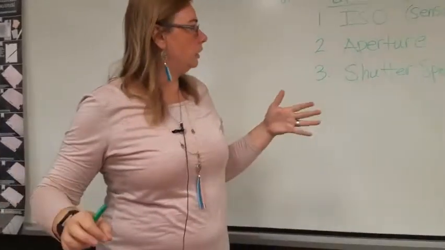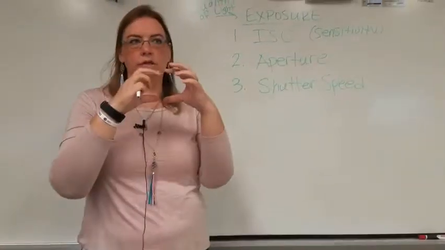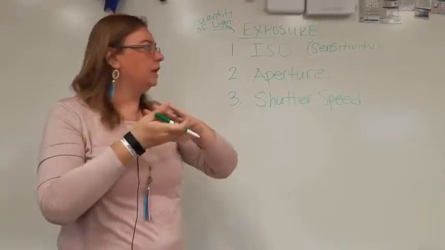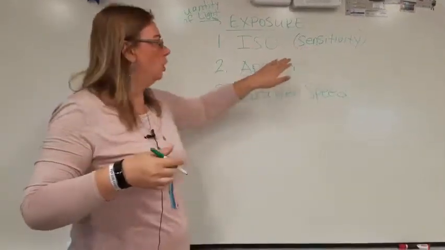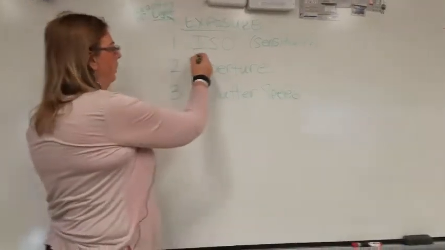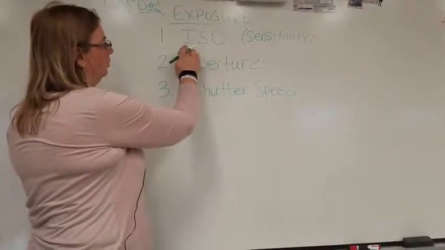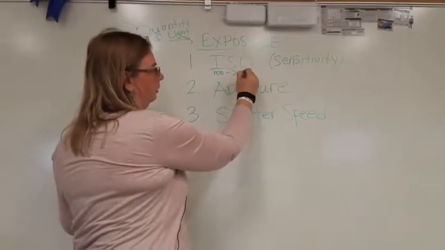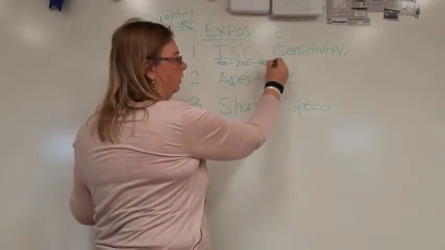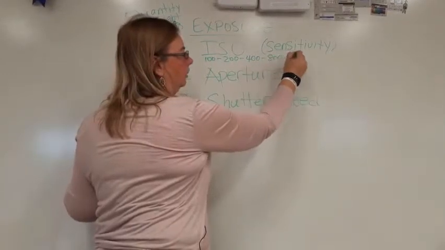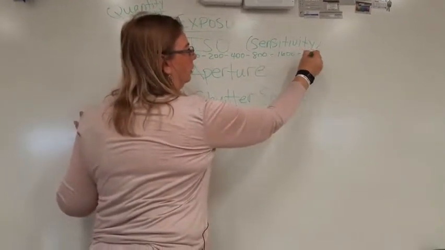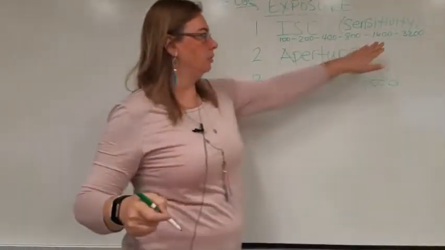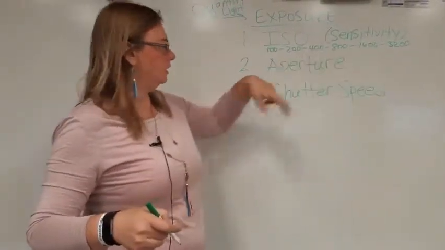On the digital SLRs, they have the sensor inside. So the digital sensor is what is sensitive, okay? So these run in numbers from 100, 200, they double, right? 400, 800, 1600, 3200, okay? On our cameras. Not all of our cameras go to 3200, but they all go to 1600, I believe.